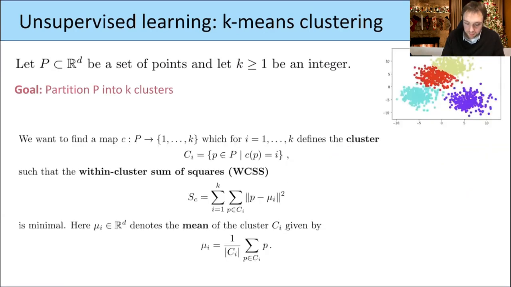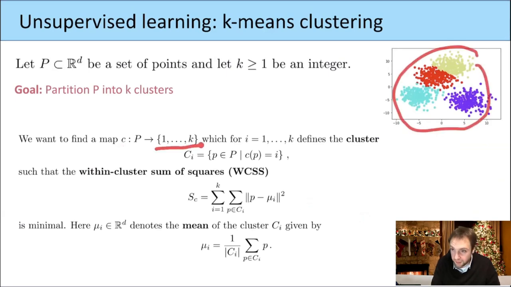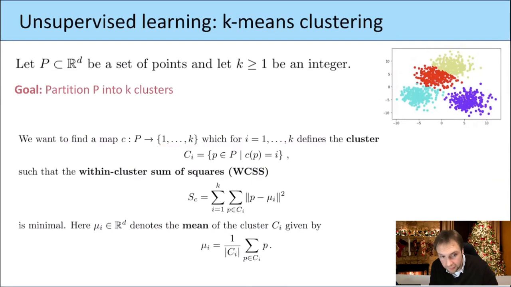So let's make this even more precise. What we want to find is a map, which I call small c, from this set here into the set of the numbers 1 to k. So here k is 4, and these numbers just correspond to different colors. And what this map does is each point here gets mapped to a color. And then we define the cluster Ci, where i goes from 1 to k, to be all points in the corresponding cluster.